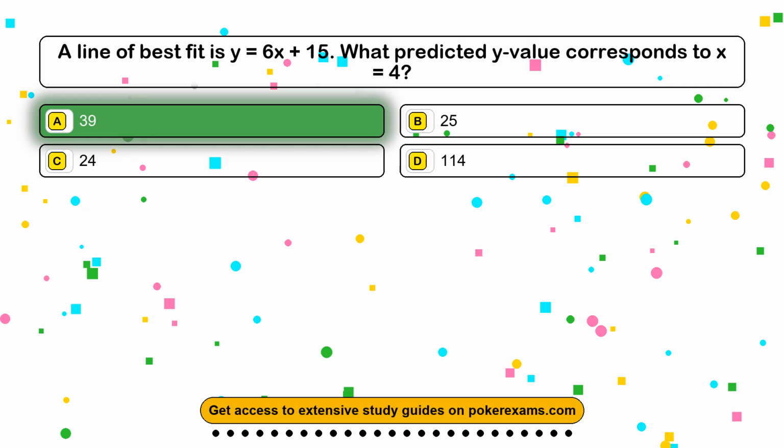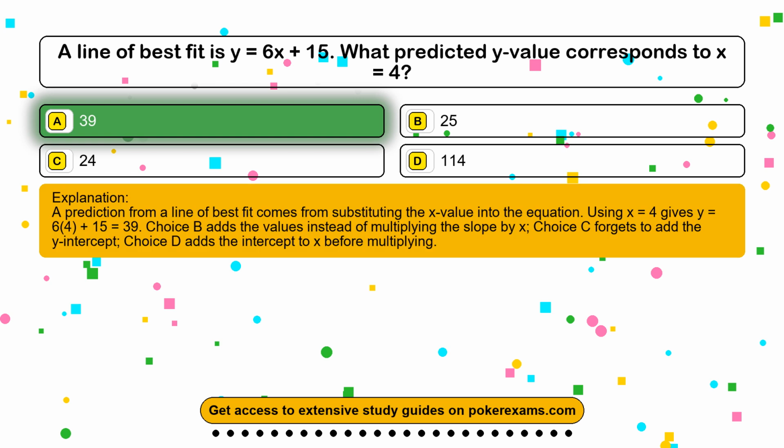The correct answer is option A, 39. A prediction from a line of best fit comes from substituting the x-value into the equation. Using x equals 4 gives y equals 6 times 4 plus 15 equals 39. Choice B adds the values instead of multiplying the slope by x, choice C forgets to add the y-intercept, choice D adds the intercept to x before multiplying.